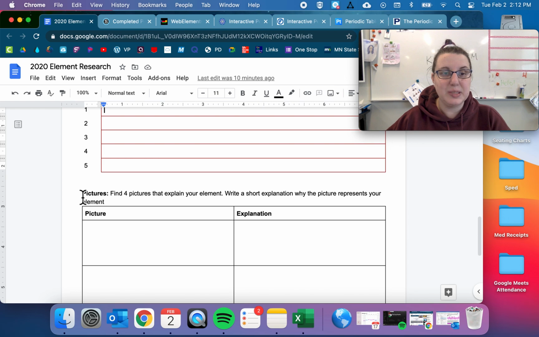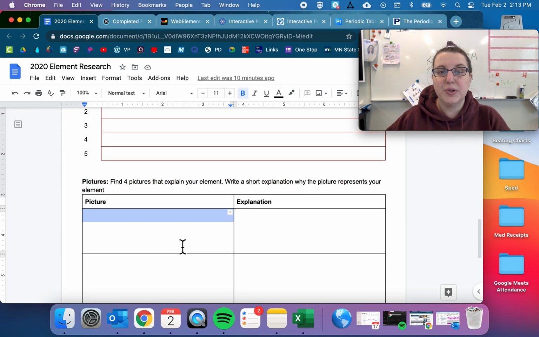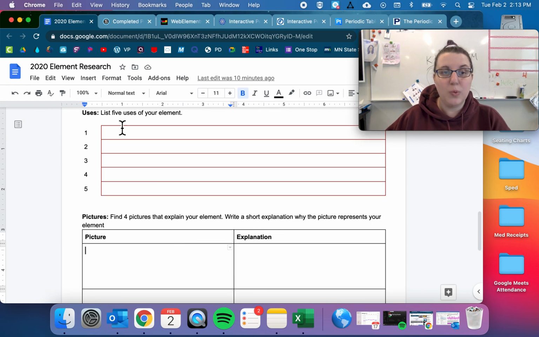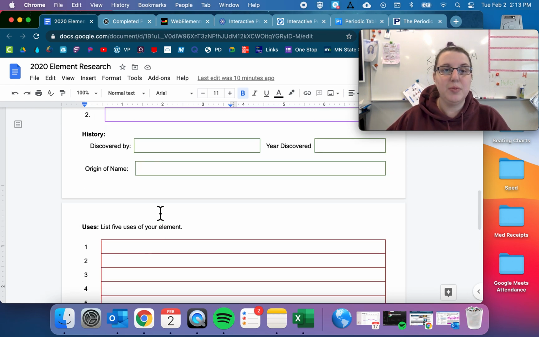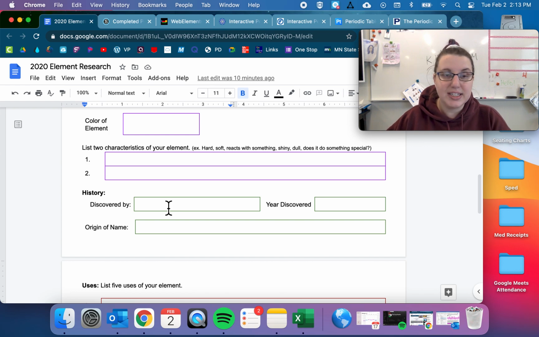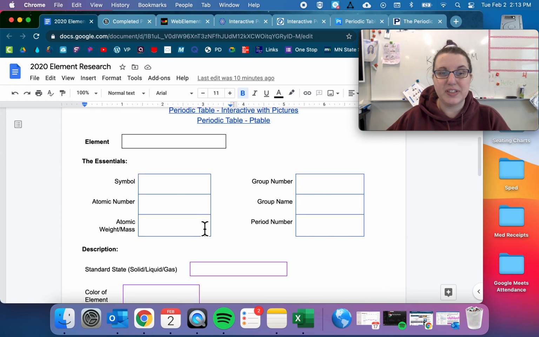And lastly, here in these black boxes, we have pictures. So find 4 pictures that explain your element and write a short description why the picture represents your element. It could be literally a picture of your element. It could be one of the uses. It could be a picture of the person who discovered it. It could be a picture of its symbol.